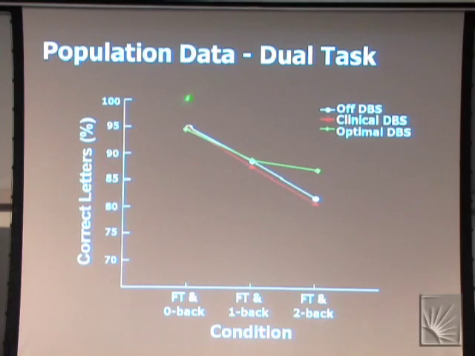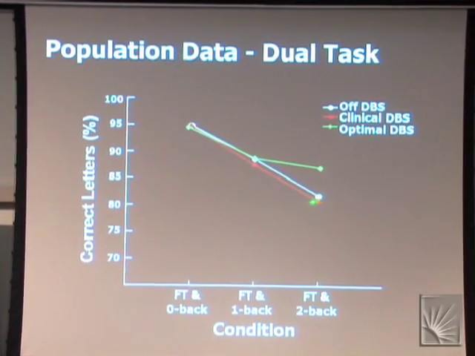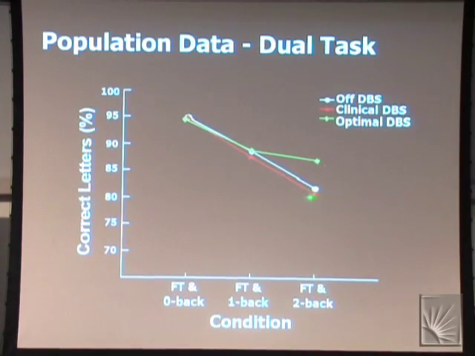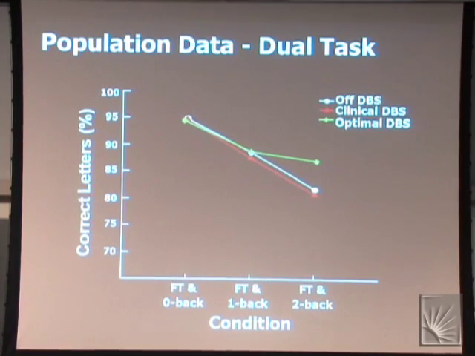And so now we're looking at the population data with the dual task, and now we can see force tracking in 0 back, percent letters correct, 1 back, 2 back. You can see in the total population, we're seeing the same things that we saw in that individual patient. When the task is very difficult, off DBS and clinical DBS are really not performing well, but with the optimized or computer-generated parameters, we're not spreading stimulation into those cognitive circuits, and we're improving their ability to do these more complicated tasks.